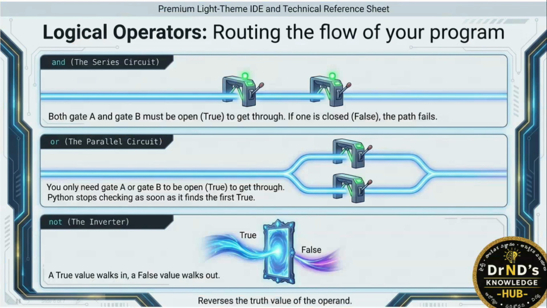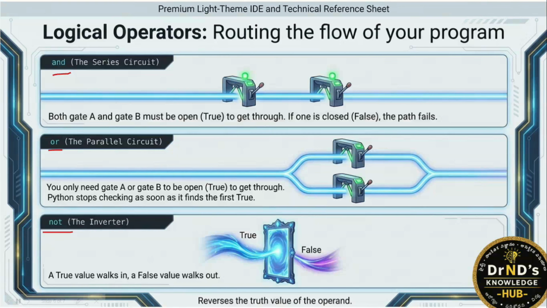Sometimes one condition is not enough. We need to combine multiple conditions. Python provides three logical operators: and, or, and not. Let's understand each one. And operator as logical operator. Think of two doors. Both doors must be open to pass through. Similarly, the AND operator returns true only when all conditions are true.